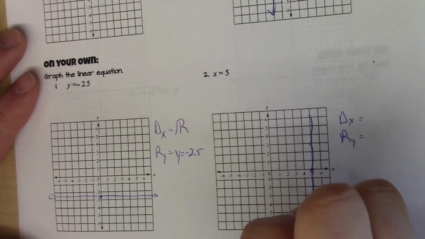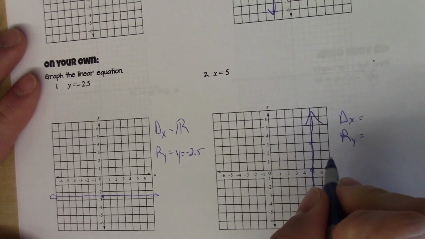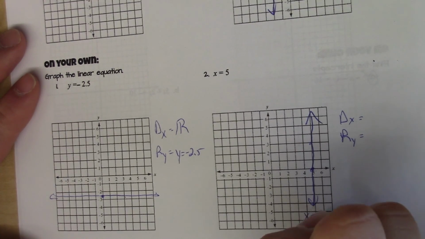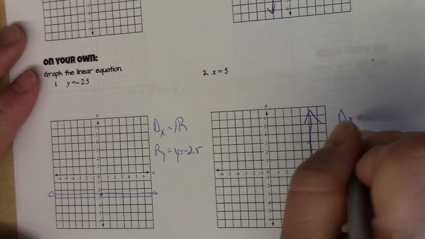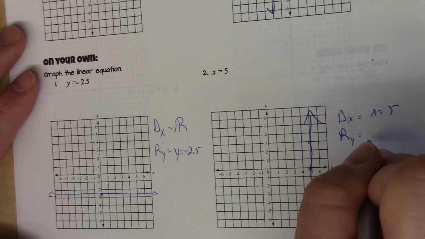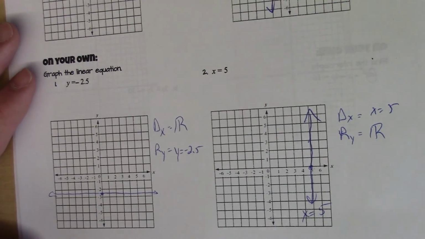For x equals 5 right here, and right here, and right here, and so on. So it is a vertical line, like so, right? That's it. That's x equals 5. And then I've got my domain here is just x equals 5, and my range is all real numbers. That's how these work, okay?